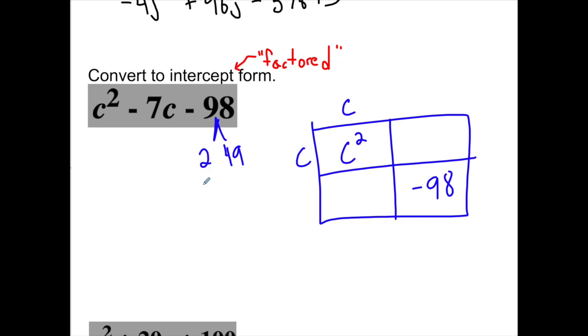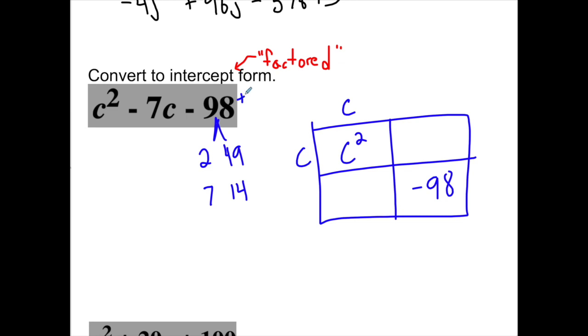I've got, let's see, what else will work with a 98? Let's see, 7? 7 will. Okay. 7, 98. So 7 and actually 14. And that will actually work out perfect.